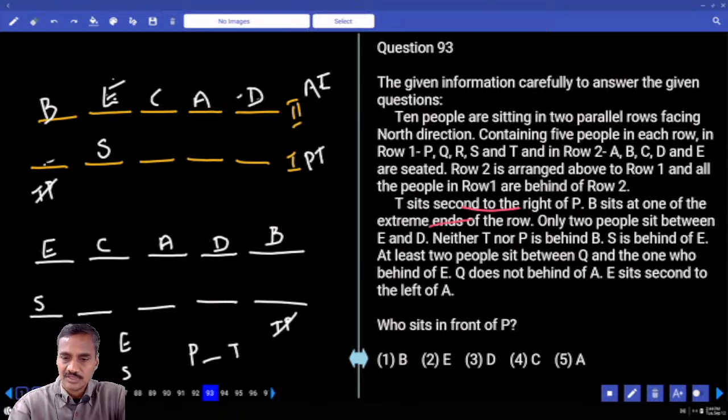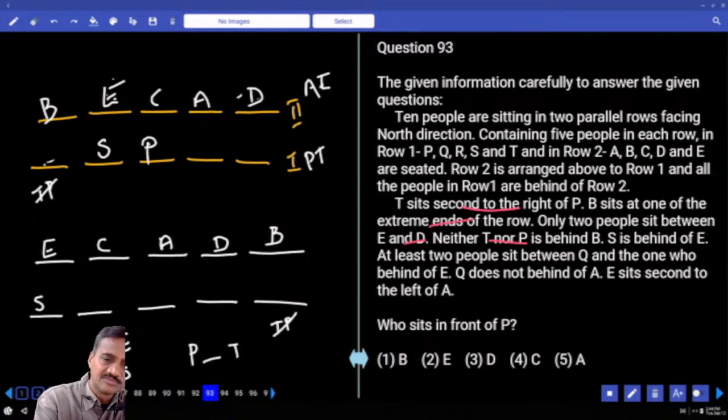B sits at 1, only 2. Neither T nor P is behind B. T and P cannot be here. Neither T nor P is behind P. Hence P and T must be in these 2 places. Are you getting this one or not? And here again, now P and T must be in these 2 places. Neither T nor P is behind this one.